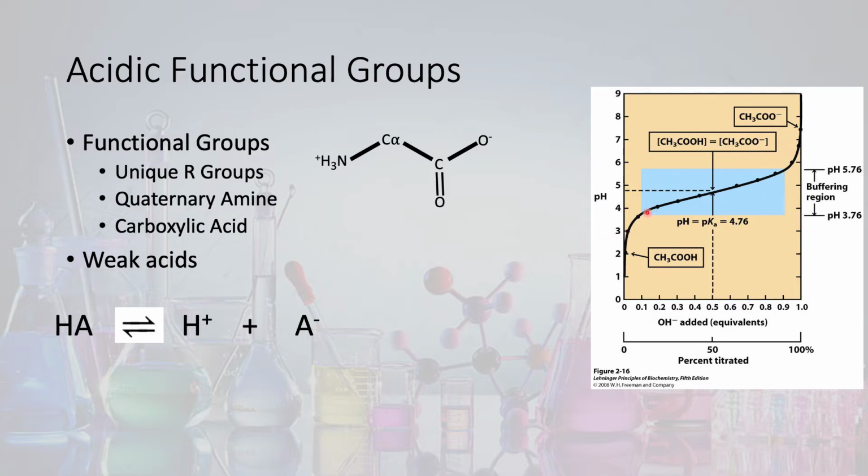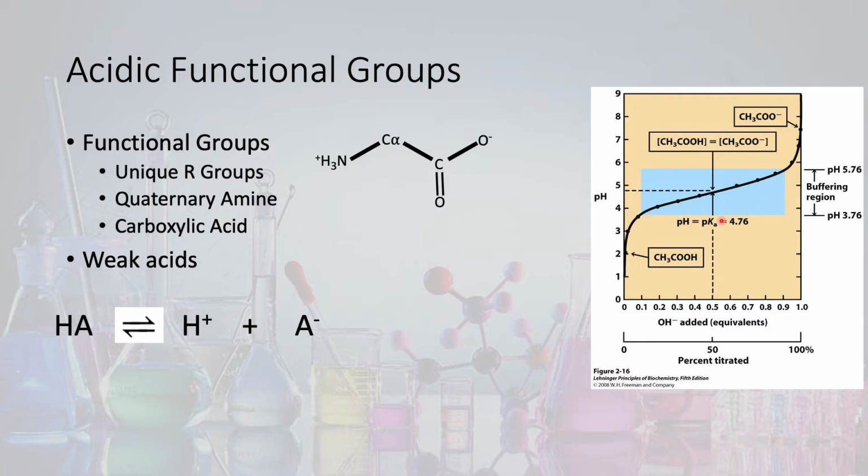And then unique to each weak acid is their capacity to buffer. So each weak acid has its own unique buffering region. Here for acetic acid, it's roughly 3.5 to 6.5. It's usually plus or minus 1 of its pKa. And at the center of this buffer region is what's referred to again as pKa.